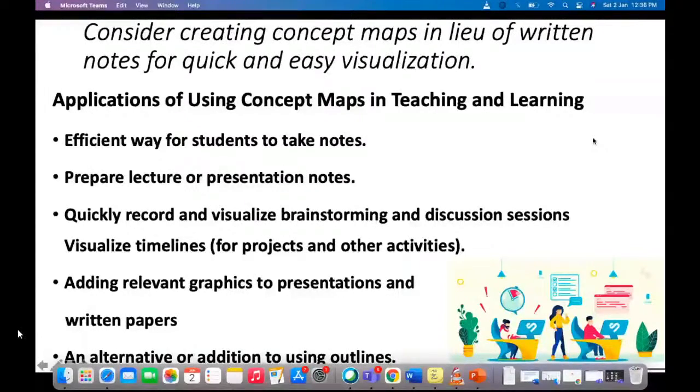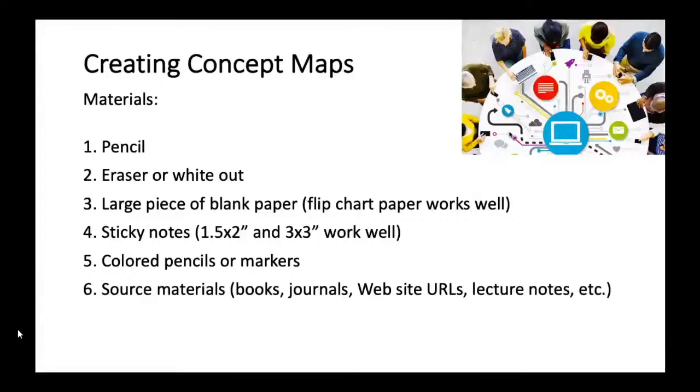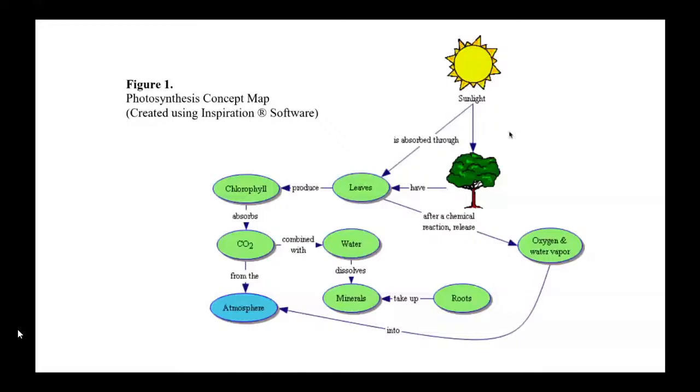So how to create a concept map? What do you need? Materials: pencil, eraser or whiteout, large pieces of blank paper, sticky notes, colored pencils, and source materials like books, journals, website URLs, lecture notes and all this. So you can make a concept map like photosynthesis. We already discussed a lot, so I will not repeat it.